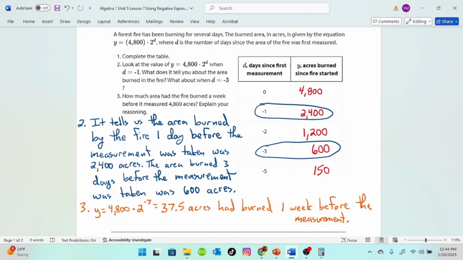And just to show, we knew that at -5, it was 150. Well, if we cut that in half again, we're down to 75 at -6, and then we cut that in half again, and we're at 37.5, 7 days before the measurement.